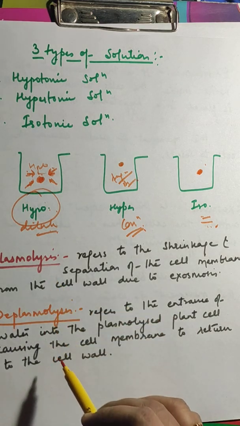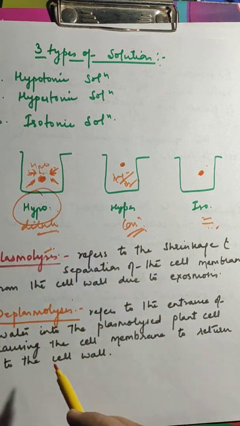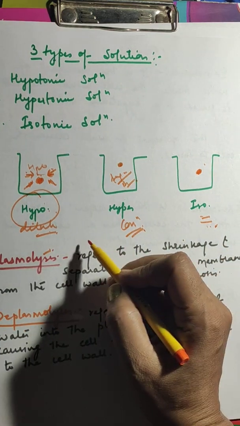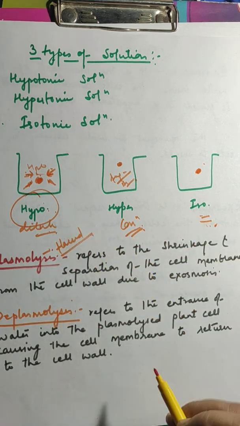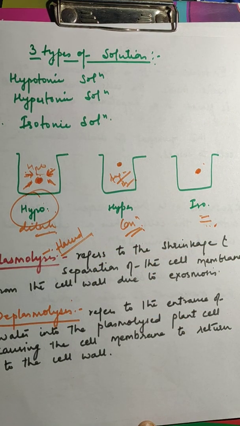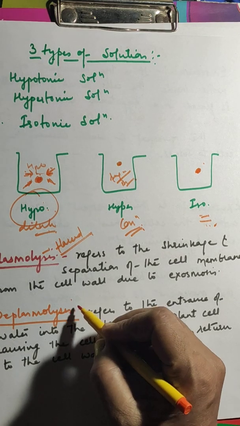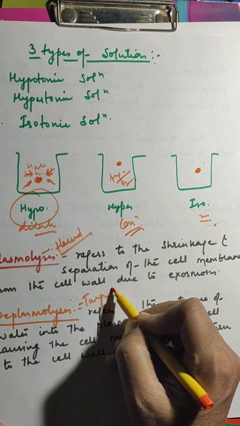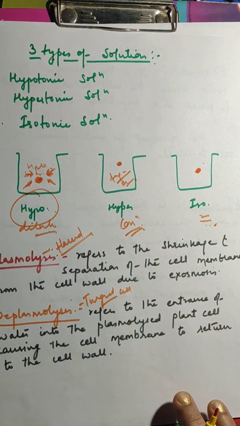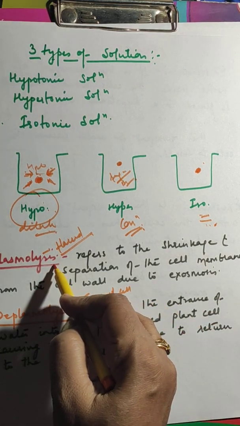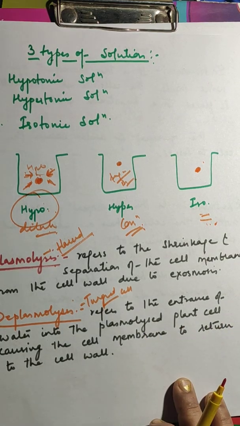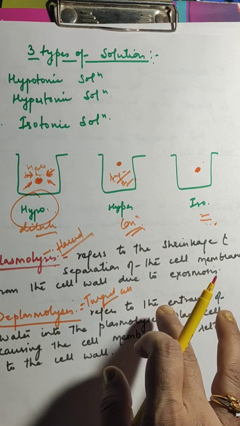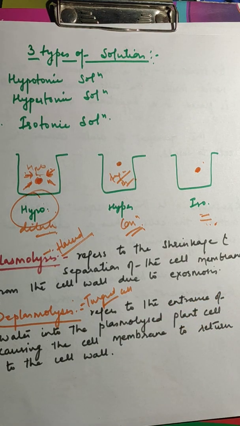Next term is plasmolysis and deplasmolysis. Plasmolysis means shrinkage, or you can say flaccid, or shrinkage. And deplasmolysis is also known as a turgid cell. Plasmolysis is a condition in which, when you place a cell in a hypertonic solution, the cell will lose water. Whatever cell you are placing in that solution has to have more water concentration as compared to the solution. Clear?